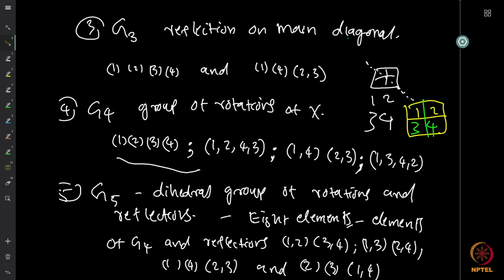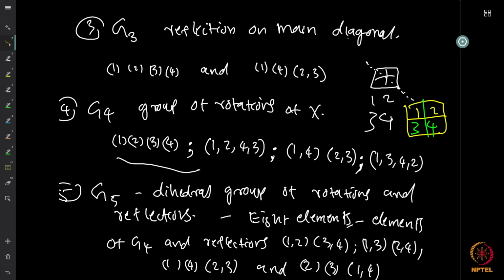So they are isomorphic, but we will see that their actions are different, right? So as permutation groups, they are basically different objects. We will see this soon. Then we look at G4 as the group of rotations of X.